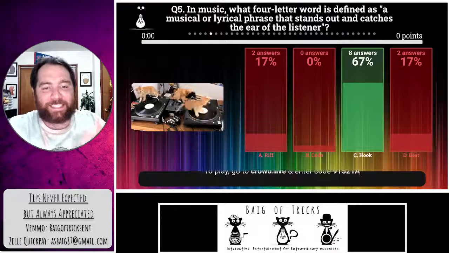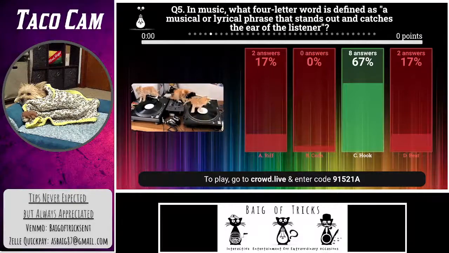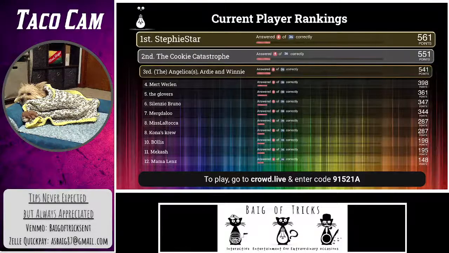We'll take our first look at the standings. I'm going to throw them up on the screen. You'll see where you're at. We'll move on to question number 6 here in just a moment. Currently, in first place is Steffi Starr. Just 10 points ahead of the Cookie Catastrophe. In turn, only 10 points ahead of the Angelicas, Artie and Winnie.